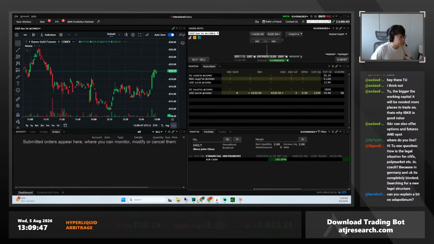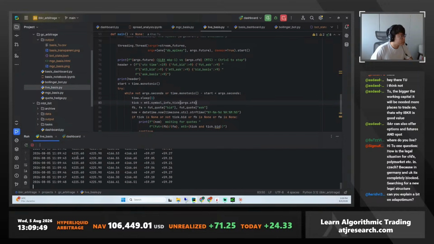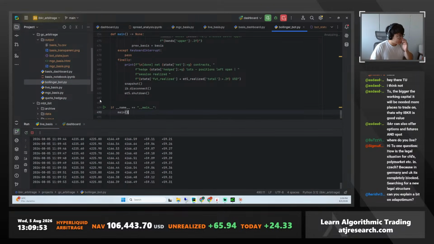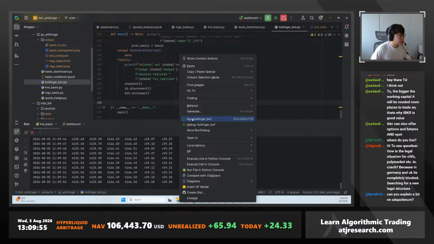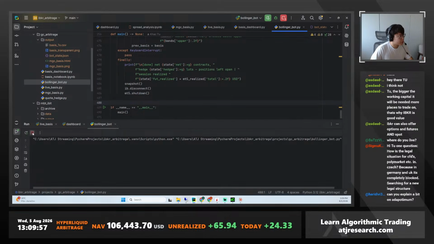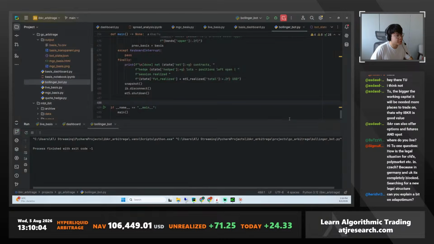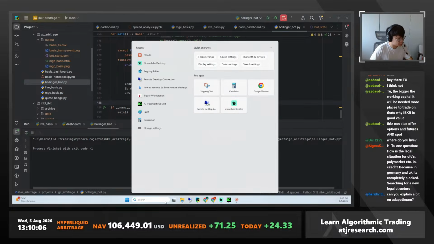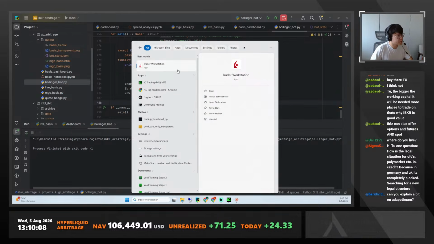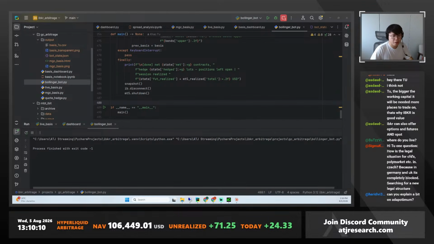Here we have the live server at 59, and here we have the Bollinger bot. So if I run the Bollinger bot here, oh no, I have to wait because I'm actually connected to my live account here. Let me just reconnect. I need to connect to demo. Of course, we want to test on demo first. So here I'm going to turn on my TWS account and connect to my demo account.